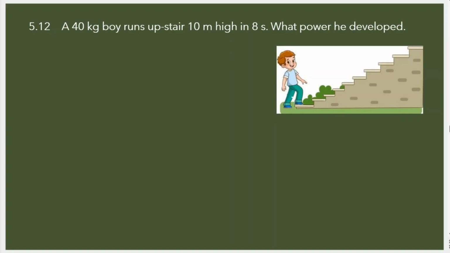a 40 kg boy runs upstairs 10-meter high in 8 seconds. What power did he develop? Dear students, in the figure we see that this is a boy and his mass is 40 kg and he is going upstairs and its height is 10 meter. When he reaches the last step, then this height is 10 meter. Then we are asked to calculate the power of this boy.